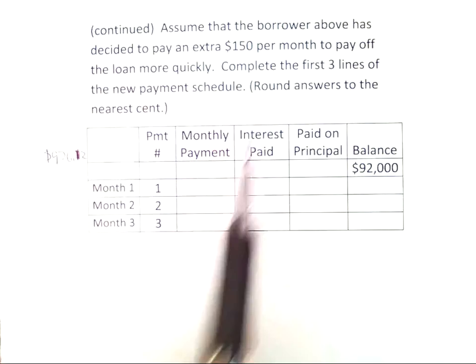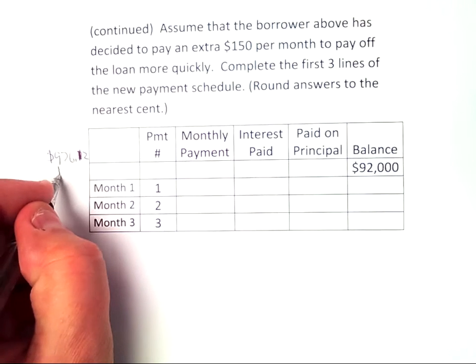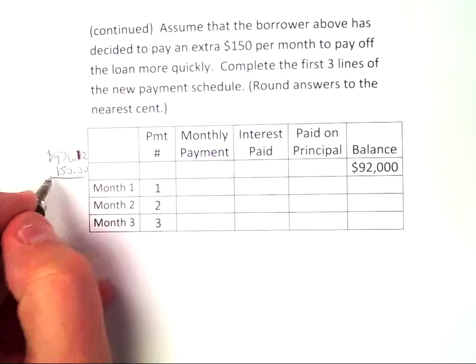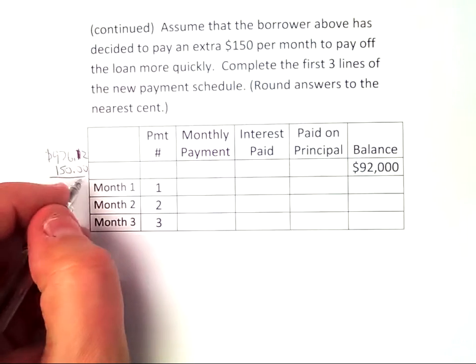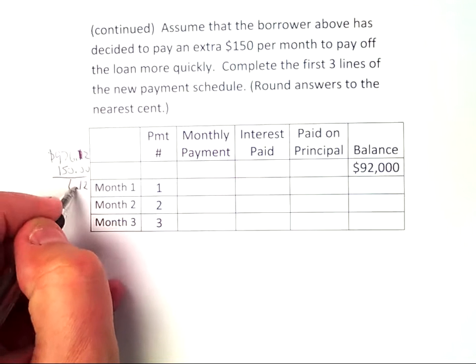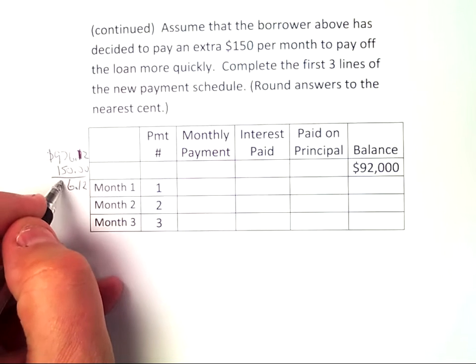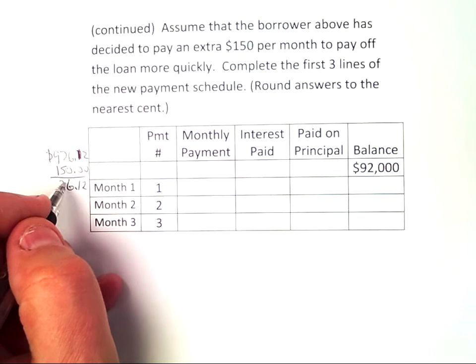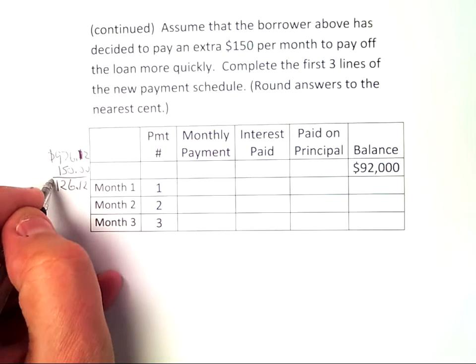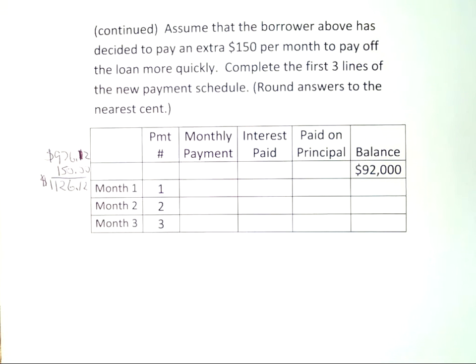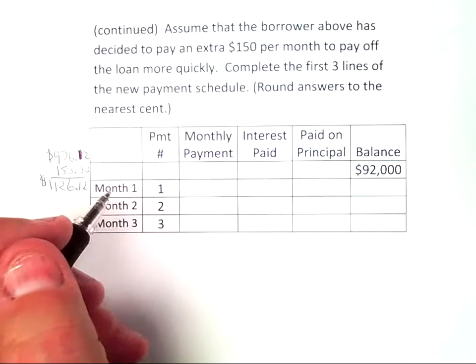But the borrower has decided to pay more than that. That's what the bank requires you to pay back, but you could pay back more. So this borrower is actually going to pay back more than required. And if you add those two figures, you end up with $1,026.12. In other words, the borrower wants to get this paid back more quickly.